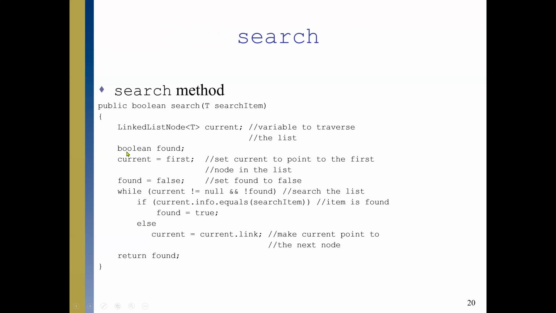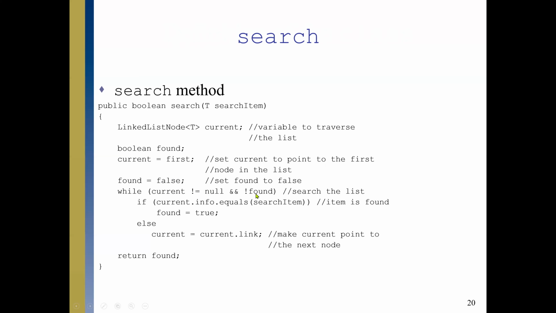Then we assign a boolean to found. Now we are going to start from the beginning. So we set first to current. Since we are searching an item, we start searching from the beginning. So beginning will be first. So we assign first to current. So now current is set to point to the first node in the list. Now this is our flag variable. So we assign false to found. And now we say while current not equal to null, and also we have not yet found, but found is false. Not found will be true.